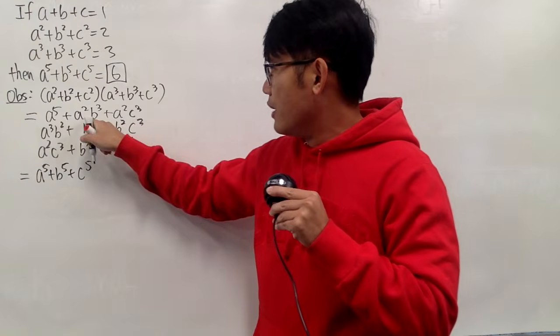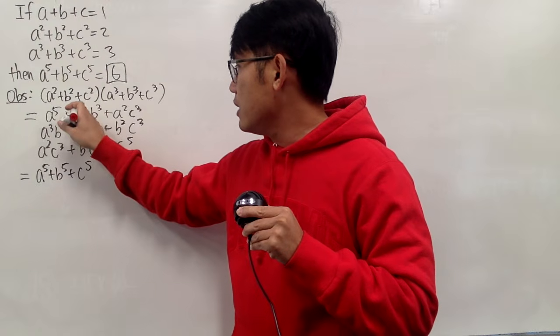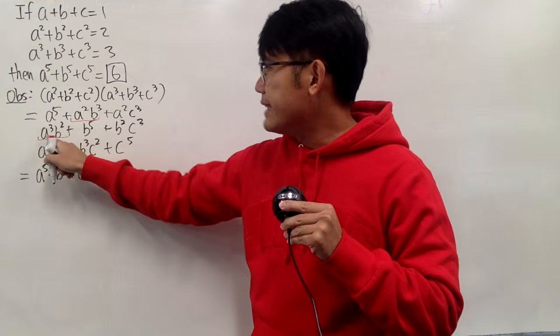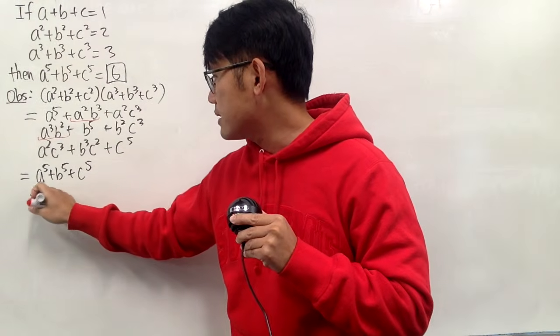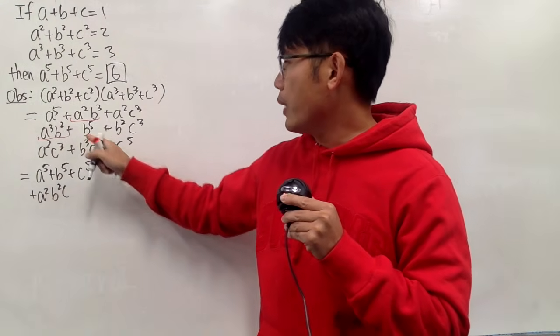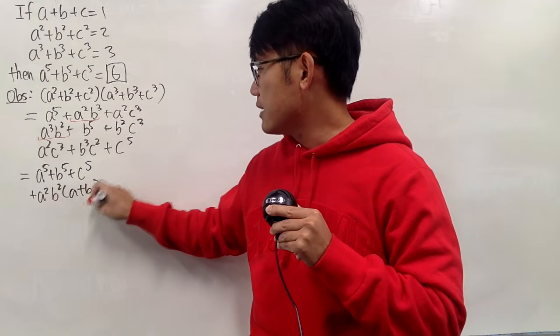So check this out. For this and that, we can factor things out. If you look at this and that, we are going to factor out a squared and also b squared, right? So I will write this down with plus a squared b squared. And if you factor that out, we will end up with a plus b. That's nice. It's not that bad.